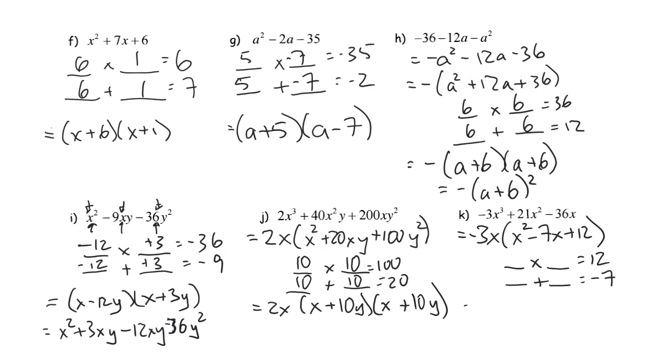Now, if the product is positive, but the sum is negative, that means both of these numbers are going to be negative. And actually, this one here, if you're somewhat comfortable with your multiplication tables, you know that this is going to be 4 and 3. And so this becomes x minus 4 and then x minus 3. And again, we can verify that by multiplying that out.